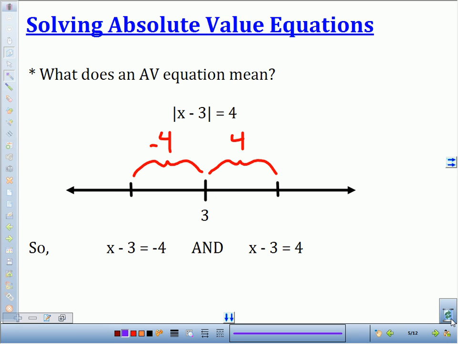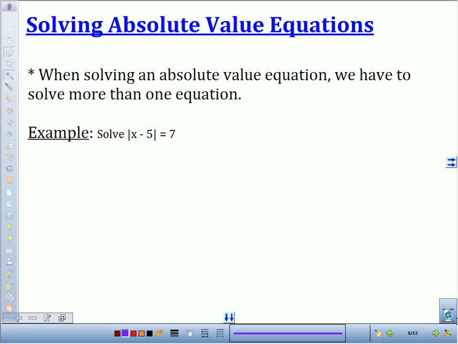Now, what that means is that x minus 3 equals negative 4, and x minus 3 equals positive 4. So when we're working on an absolute value equation, we have to keep that in mind. We can add 3 to both sides here, and we get x equals negative 1. We can add 3 to both sides here, and get x equals 7. And since both of these distances are equal, both of these numbers are solutions. So when we're solving an absolute value equation, we end up having to solve more than one equation.